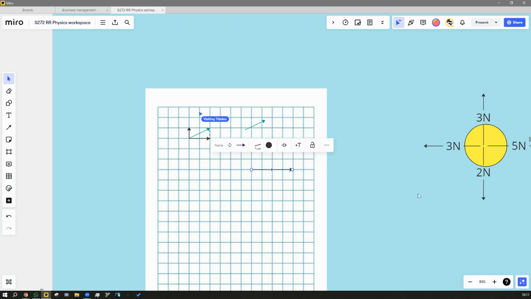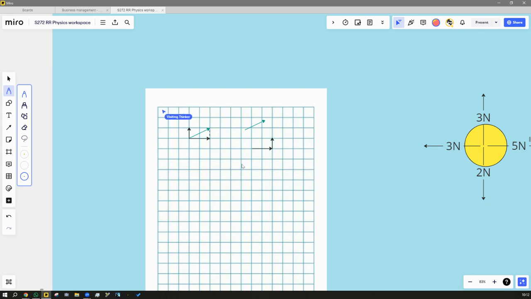So there's the 5 newtons. Take this and we flip it around, make the 3 newtons. Well, to be honest with you, I think that you might be able to see it already. Let's just do it freehand. It doesn't matter what order I add these forces up, they will still give me the same answer.